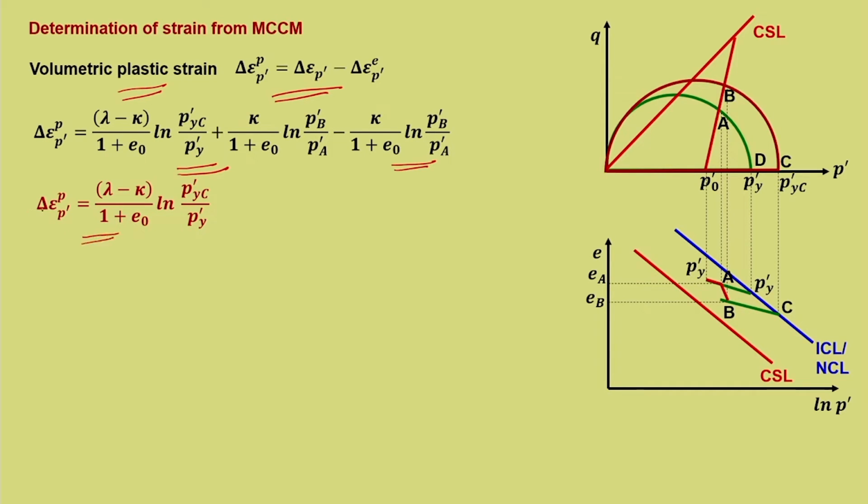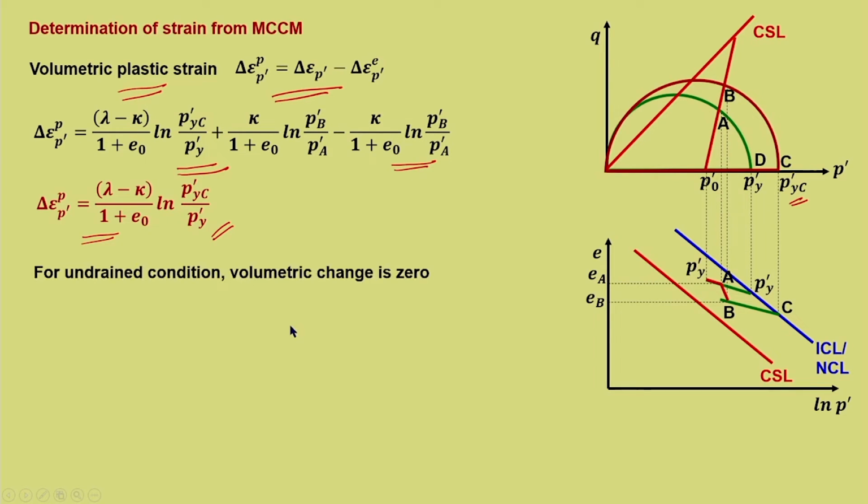will be left with delta epsilon_v'^p is equal to (lambda minus kappa)/(1 plus e naught) ln(p'_yc/p'_y). So, the plastic component can be represented by the critical state parameter (lambda minus kappa)/(1 plus e naught) into ln, which is the yield curve we are referring to, that is from p'_y to p'_yc. So, that will come here, ln(p'_yc/p'_y).